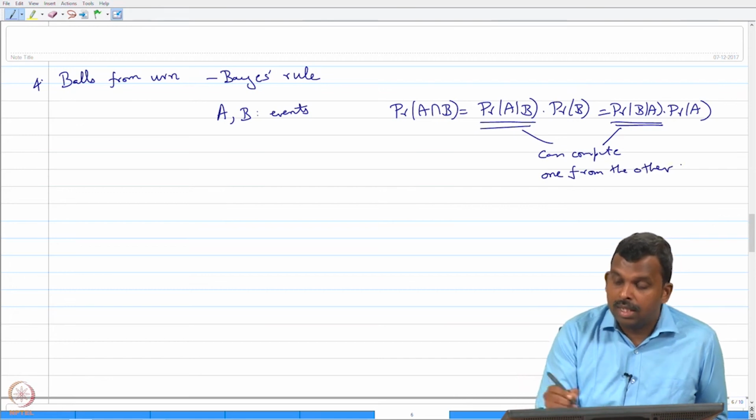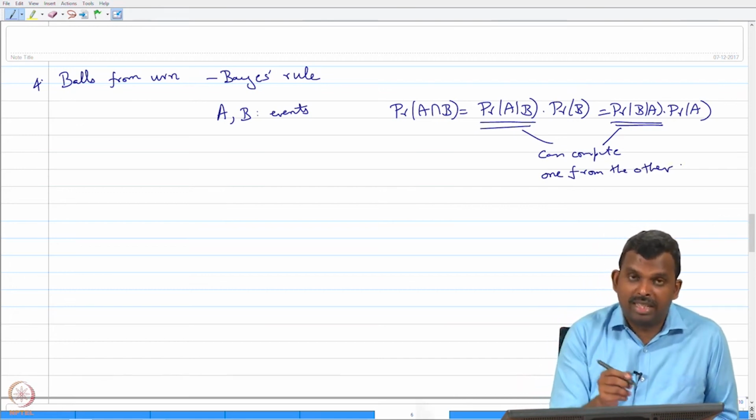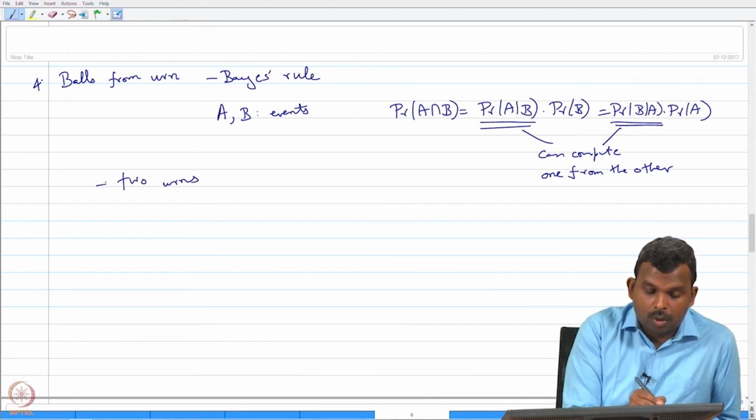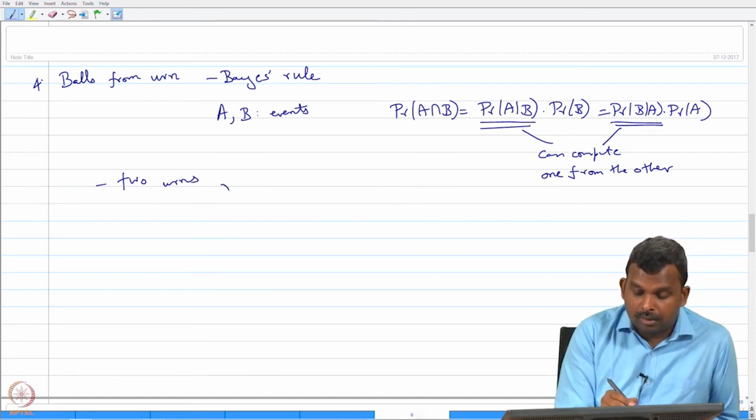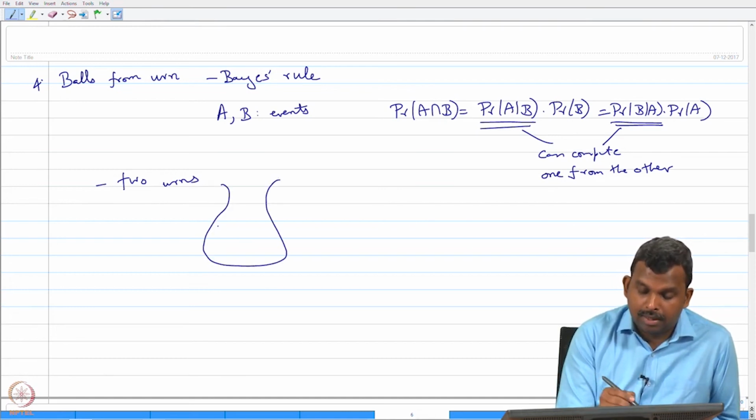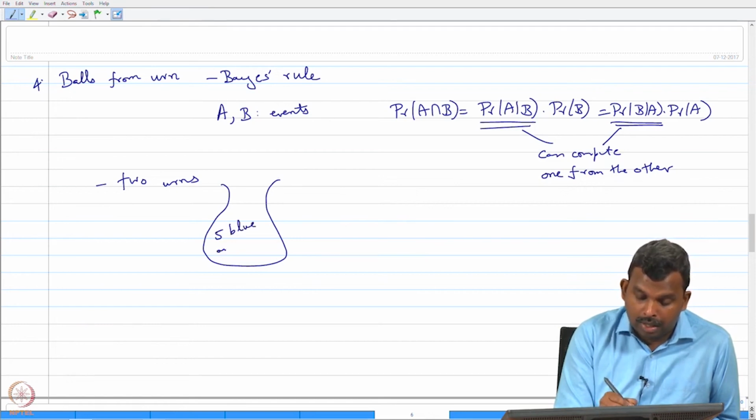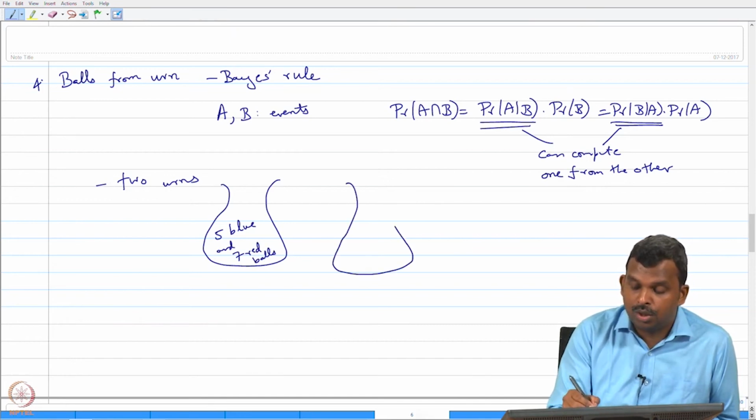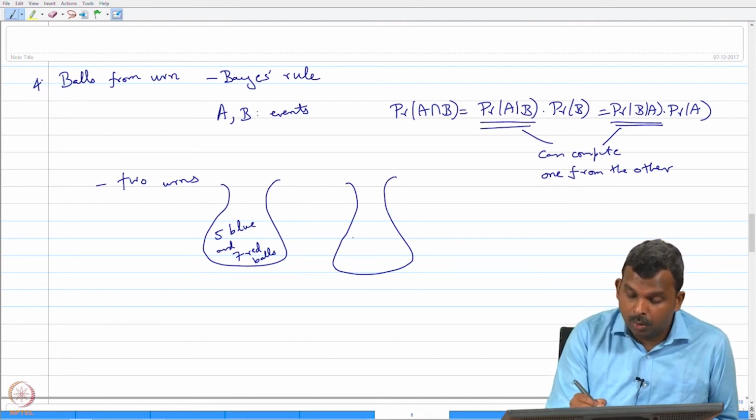Okay. So, I will give you a nice example, a very standard example. Let us say we have two urns. The first urn has, let us say, 5 blue and 7 red balls. It is a very classic illustration of Bayes' rule. The second one has 3 blue and 4 red balls.